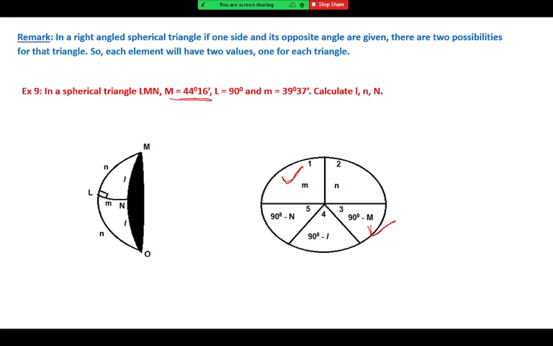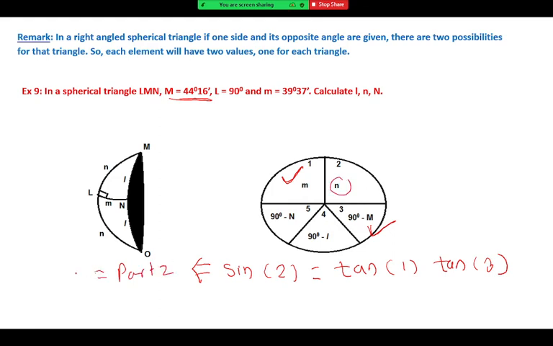Which rule will you use to get one of the components? The sine rule, sine of the middle part equals the product of tangents of the adjacent parts, or the cosine of opposite parts. The cosine will not work because those are unknown to us. So tan of the middle part, tan of 1 into tan of 3, adjacent parts. With this formula we'll calculate part 2, which means small n. Remember, when you use this formula, you'll get sine of n, and n equals sine inverse of that.